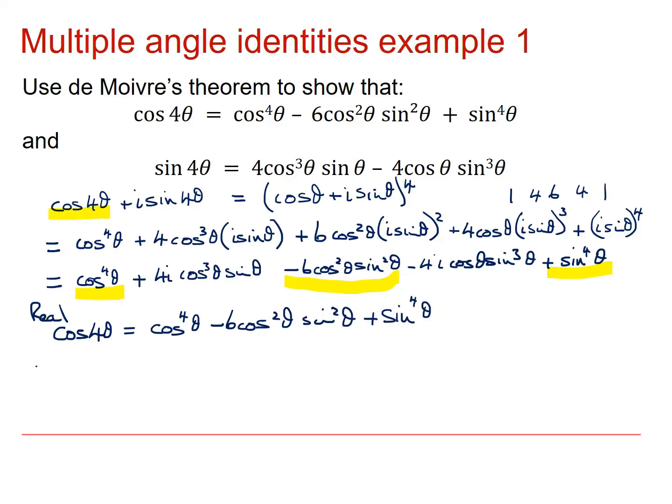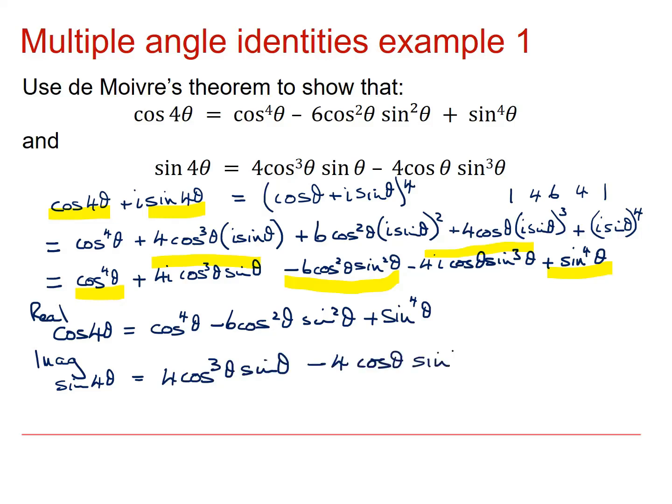And for the imaginary parts, if I look at those, well, the coefficient of i on this side is just sine 4 theta, and the ones that involve i are here and here. So I'm going to get sine 4 theta is equal to coefficient of i here then is 4 cos cubed theta sine theta minus 4 cos theta sine cubed theta. And if you look at those two, those are the same as the expressions we've got up here.